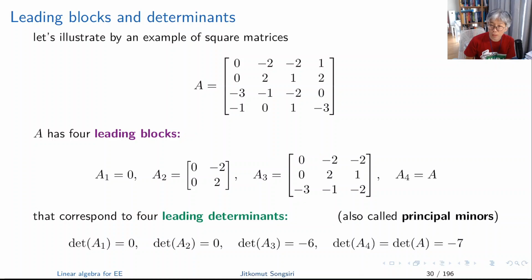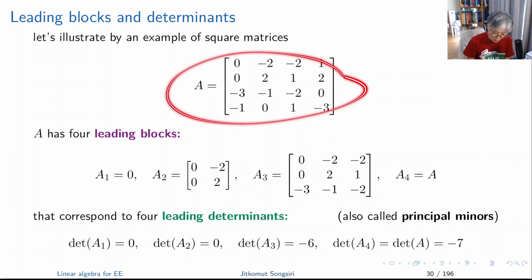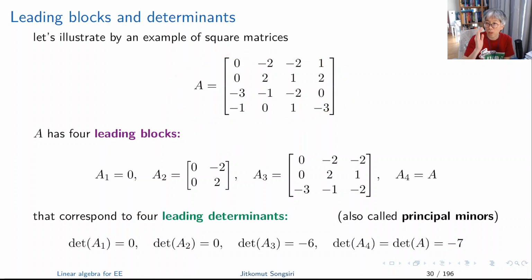So let's start with a matrix that we know. Suppose you have a matrix A like this, but now a lot of time we're going to look at this matrix A in blocks, into sub blocks. So you can partition A into this, into that, okay? But one of the block patterns is that you consider leading blocks.